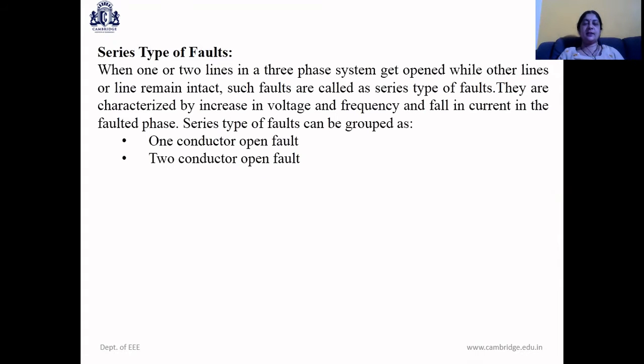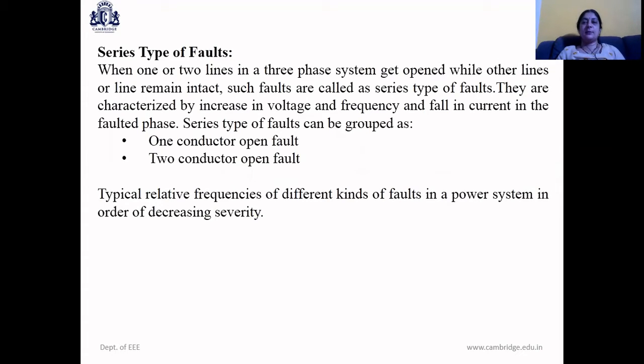Next is the second category of faults, which is called the series types of fault. In series types of fault, one or two lines in the three-phase system get opened while the other lines remain intact. Such faults are called series types of faults. They are characterized by an increase in voltage and frequency and a fall in current because of the open circuit. Series type of faults can be grouped as one conductor open fault or two conductor open fault.